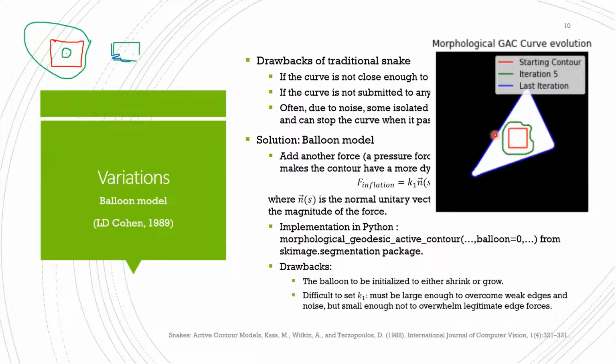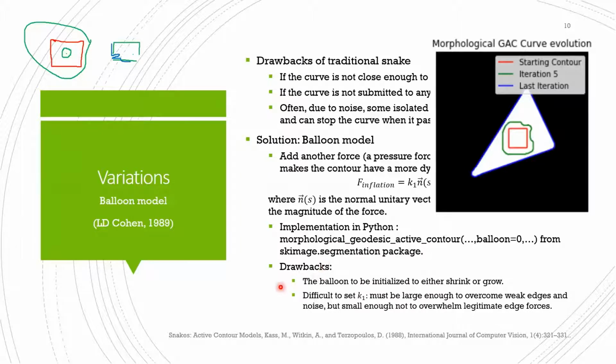So this is a demonstration. This triangle we want to track. We have given an initial contour like this in red, and then in the fifth iteration we can see it is growing, expanding, and then at last in blue color it has tracked that object.